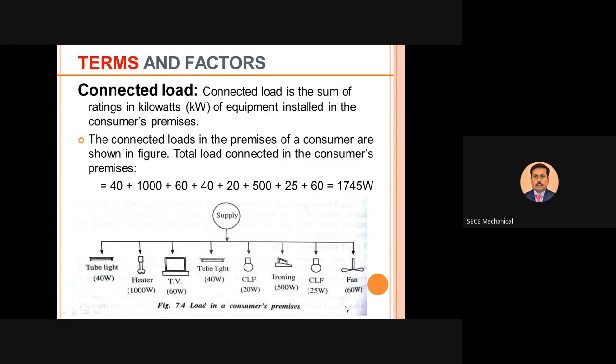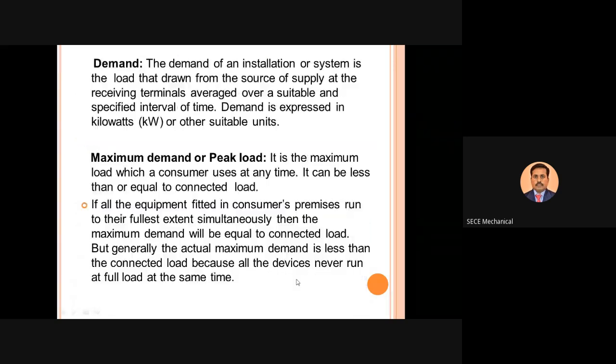Otherwise, the peak load will not arise. So this is the case for peak load. When peak load arises, it means a consumer may be using all the power, all the equipment, to the fullest extent simultaneously. Then the maximum demand will be equal to the connected load.